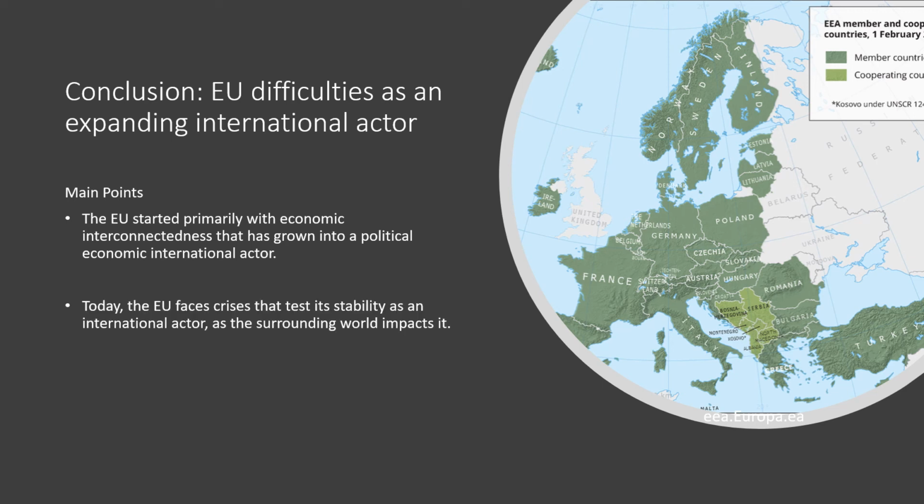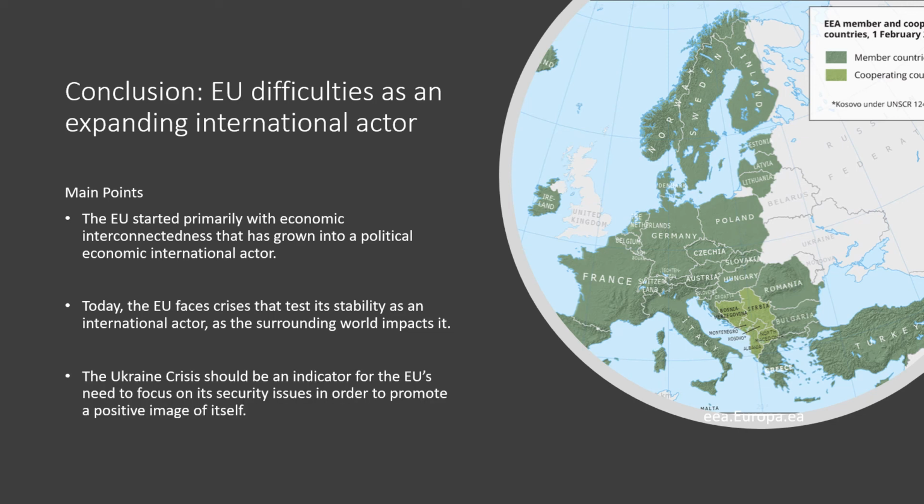The third is today the EU faces crises that test its stability as an international actor as the surrounding world impacts it. This is looking at the multidimensional crisis that we had mentioned with the Eurozone and its economic dependency on the Euro, as well as economic dependency the member states have with each other, and that can impact it if member states do not agree, as well as the immigration crisis throughout North Africa as well as in the Middle East regions. Lastly, the third is the Ukraine crisis should set an indication or be an indicator for the EU's need to focus on its security issues in order to promote a positive image of itself in the world.